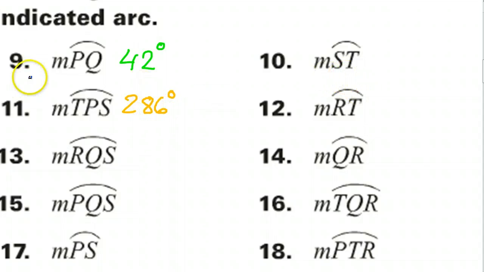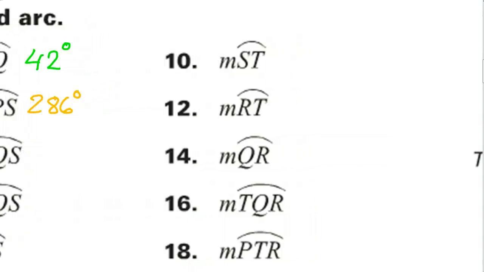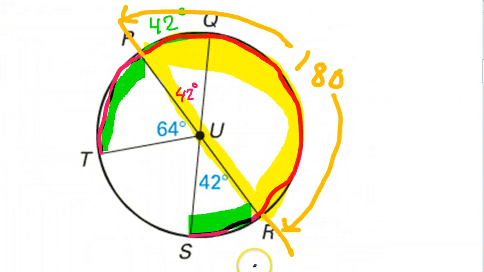Oops, I skipped number 10. I should be going in order. I went from 9 to 11. Alright, number 10. The measure of arc ST. Okay, let's see. ST is this one little bit here that's left.